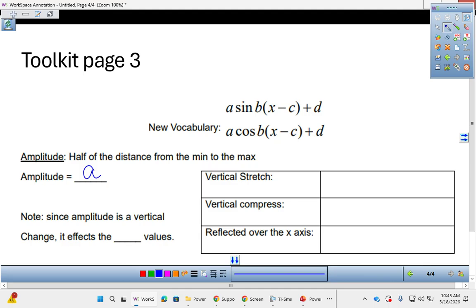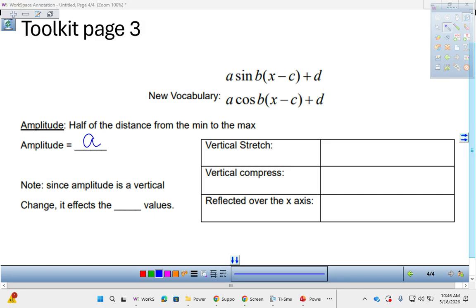And amplitude is going to give us a vertical stretch and compress. So think about like if I have slime in my hand and I vertically stretch it, it gets skinnier and skinnier but longer and longer. And if I have slime in my hand and I vertically compress it, I push it down, it's going to get wider and shorter, right? So that's what the graph's going to look like.